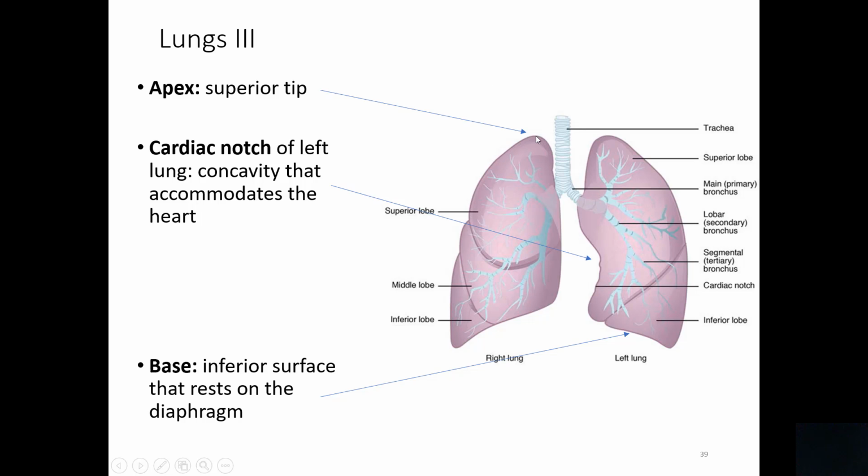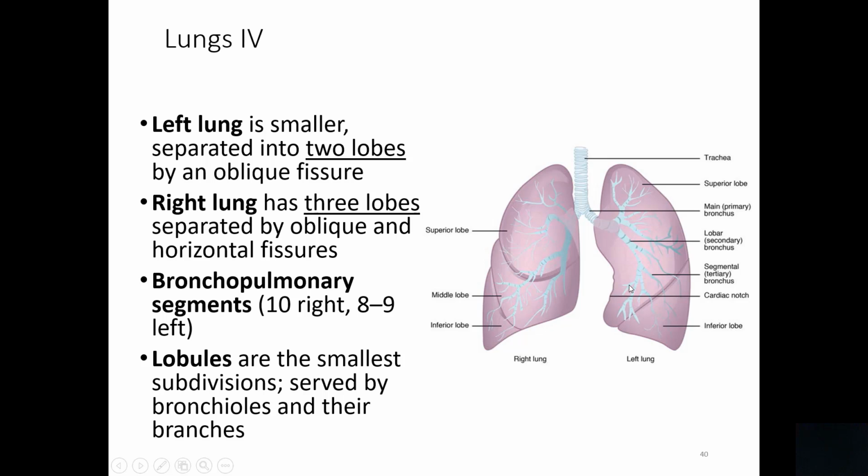Superior tips of lungs are called apex. That would be base of the lungs. And left lung has a structure like a concavity for the heart. That's where the heart is located. And because the heart takes some space from the lung, left lung has only 2 lobes. Here it is. Left lung is smaller and it's made of 2 lobes.